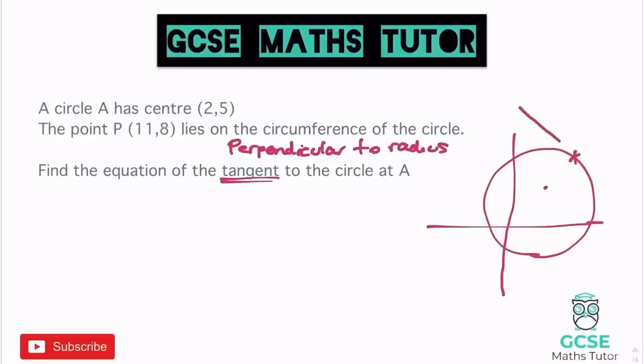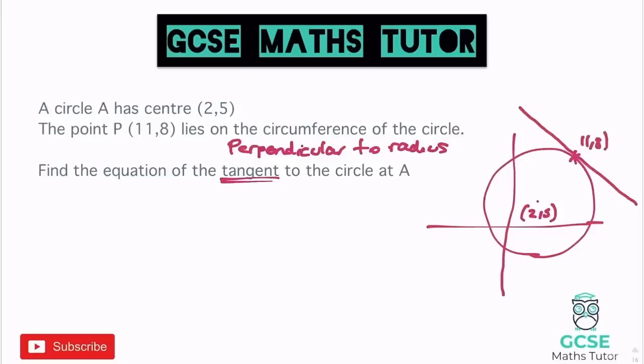So we've got a tangent coming off the circle, and that's what it looks like. That's a really bad centre there. Let's change that. It's a little bit better. There we go. So this is a really, really general sketch of what it might look like. Okay, and it says the centre has a coordinate 2, 5, which is there, and point P is up here, 11, 8.